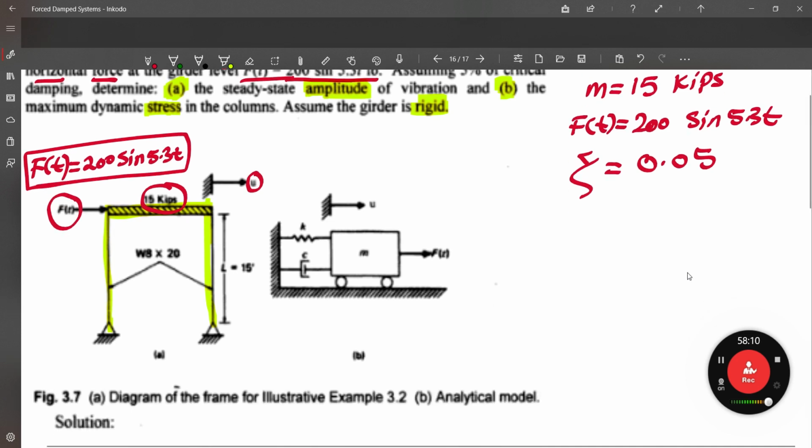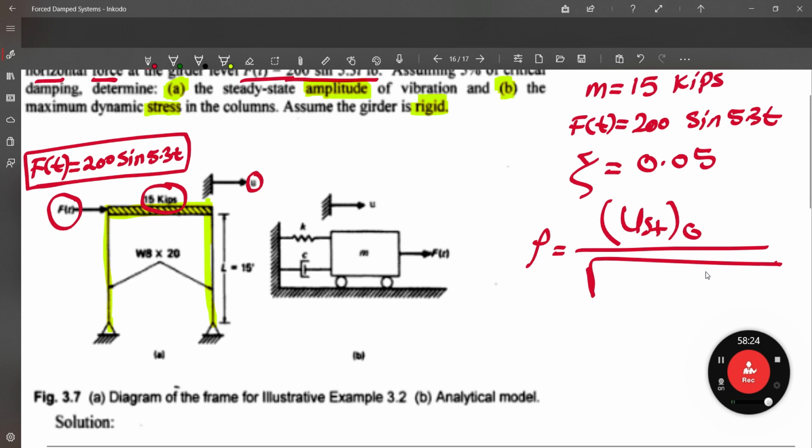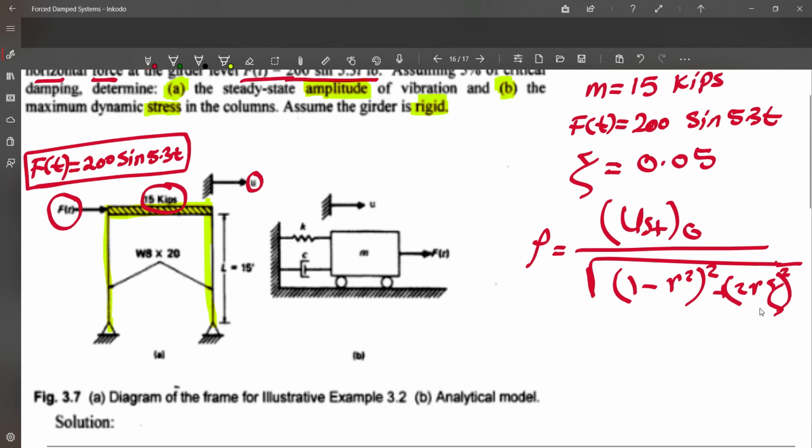Steady state amplitude, if you remember, is going to be this rho, right? It is going to be U static over the square root of, 1 minus omega bar over omega n, I'm going to call it R because it is annoying to write, squared, plus 2 times R times damping ratio, all of them squared. Where R equals omega bar over omega n, as we know. Okay, so then we are going to start with the solution.